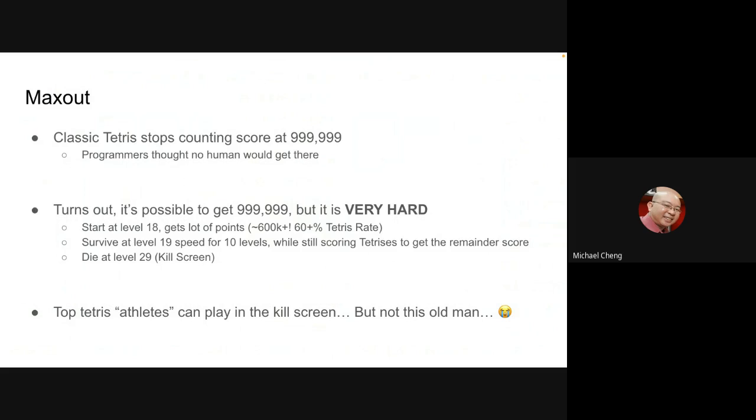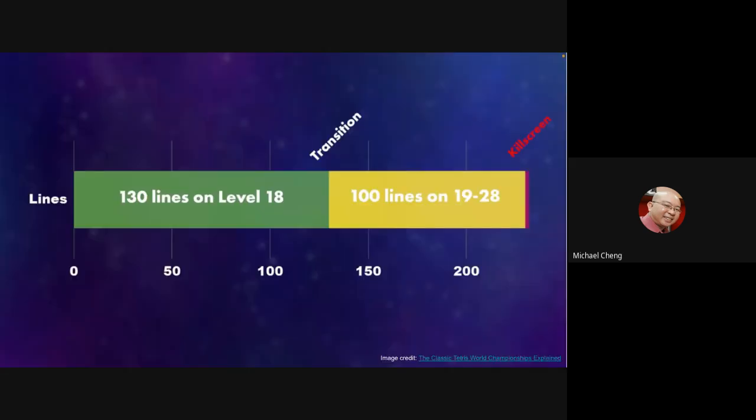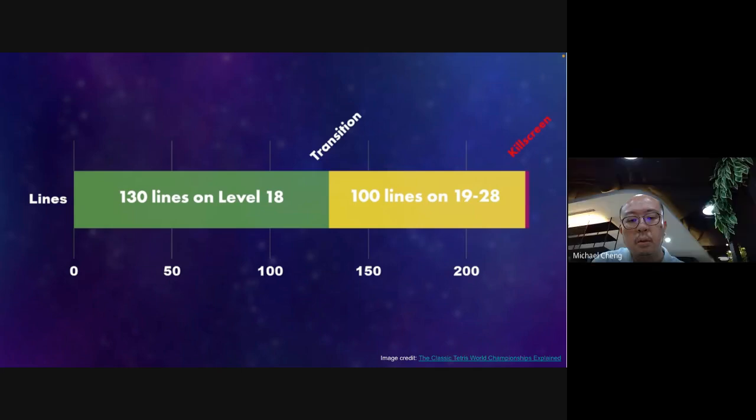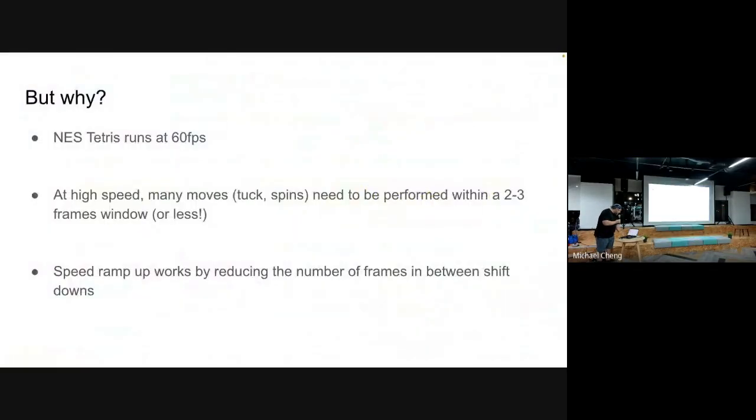You have to start at level 18. You need to score a lot of points. You need to maintain a 60% Tetris rate. It's tough. You have to survive at level 19, and you will die at level 29. The top Tetris heads these days can play in the kill screen, but not me. So when I play, this is what I get. I have 130 lines on level 18. Then I have 100 lines on levels 19 to 28, and then I die. It's the typical game that you play. So in total, you have only 230 lines to get that max out.